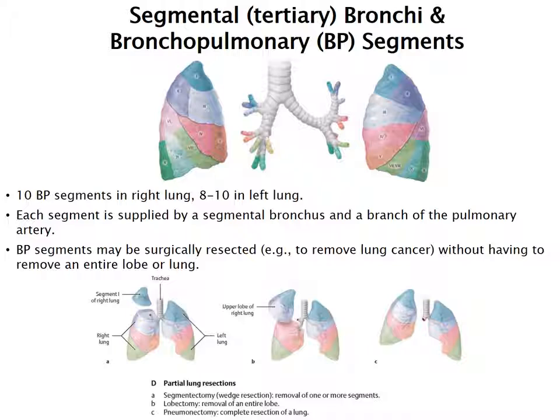Each lung also has segmental, also called tertiary bronchi, which make up the bronchopulmonary segments. The key point that I want you to recognize is that bronchopulmonary segments are the smallest segments of the lung that can be surgically resected without having to remove an entire lobe or an entire lung. And by the way, the removal of an entire lung is referred to as a pneumonectomy. The removal of a lobe of a lung is referred to as a lobectomy, and the removal of a segment of the lung is referred to as a segmentectomy.